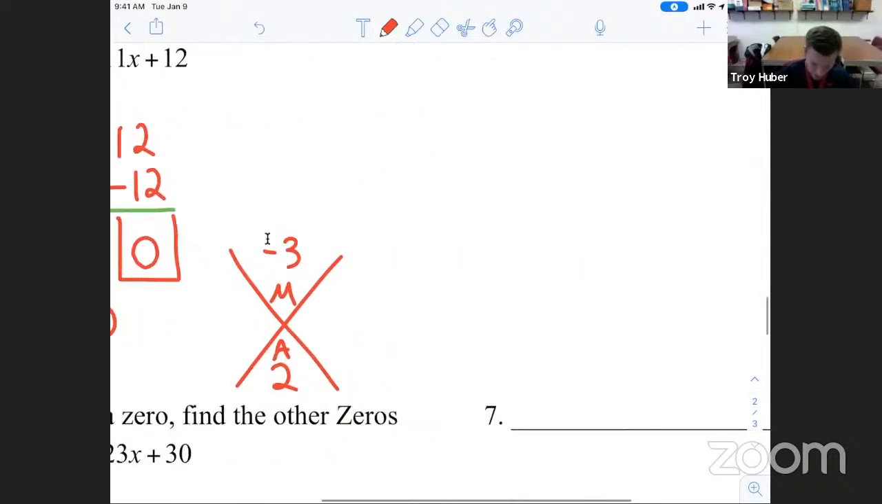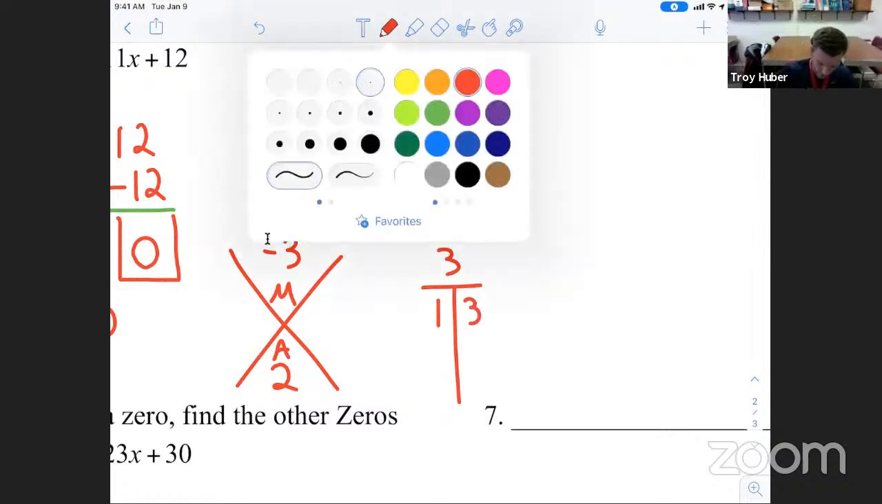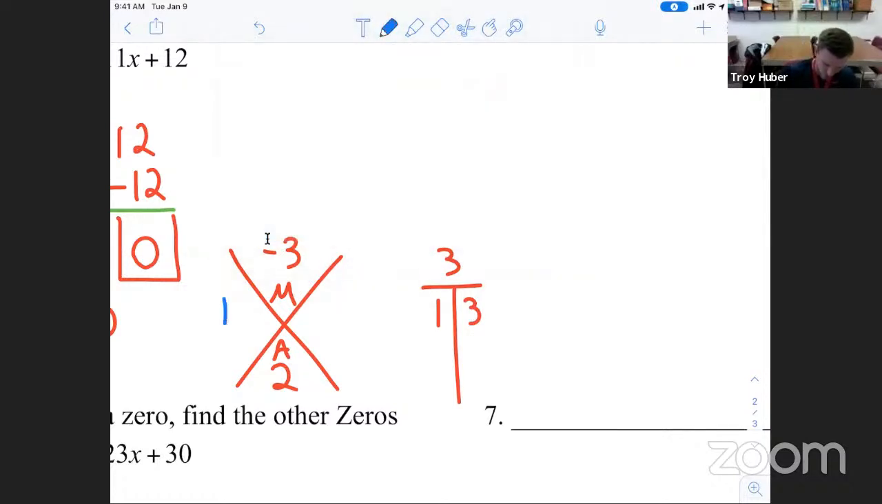All right, so let's think of some factors of 3. 1 times 3, and that's it. All right, so that one's pretty easy. We just know it's 1 and 3, but one of these has to be negative. See how this is positive? So I'm going to make this smaller number negative. I'll make this a -1.